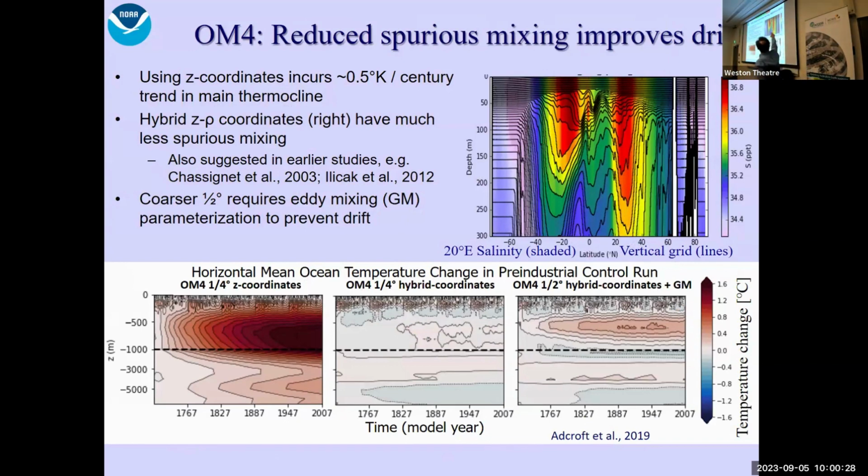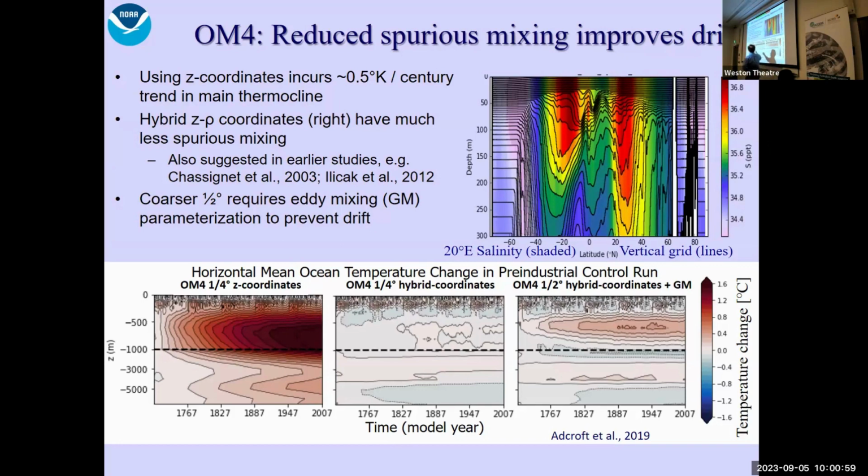So in this case, we're using a hybrid vertical coordinate, holding density surfaces in the interior, depth surfaces at the surface. And for comparison, these two models are identical except for the vertical coordinate. This one's remapped to depth surfaces, this to this hybrid surface. And what we're seeing here is a Bloom-Miller diagram of time and the horizontal mean temperature anomalies in the pre-industrial control run as a function of depth.